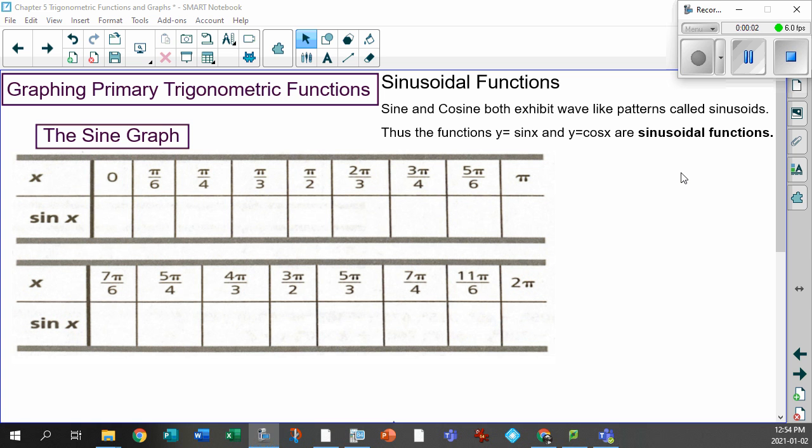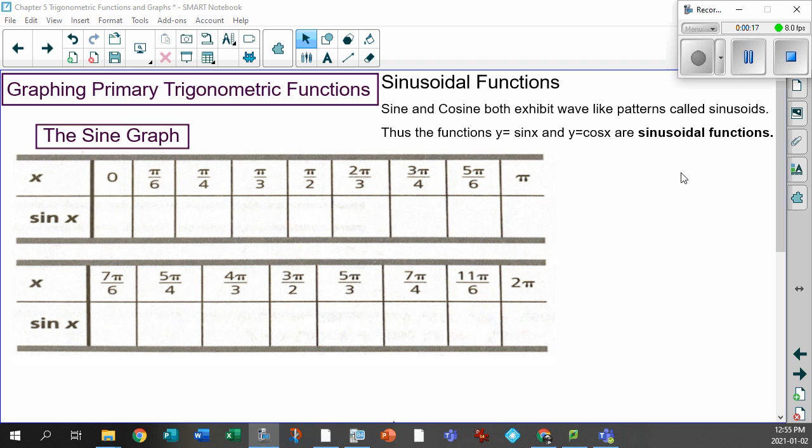Enough with the introductions now. Let's start plotting some graphs here and plotting some points. I'm going to take my time on this. I want to really show you all the little details here in what it takes to draw a sine graph, and then in the next podcast, what it takes to draw a cosine graph.